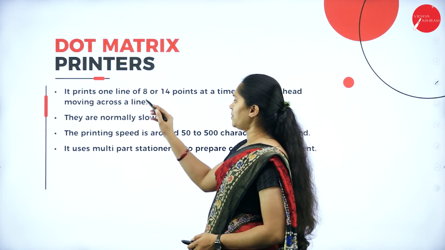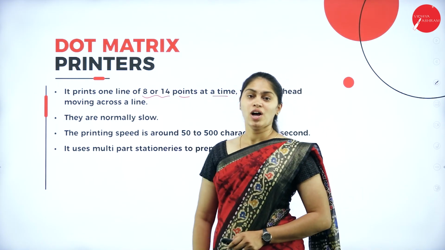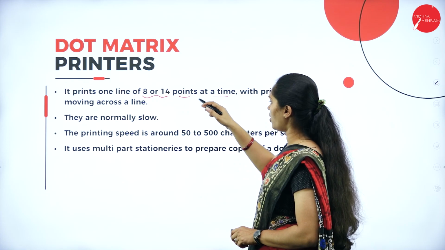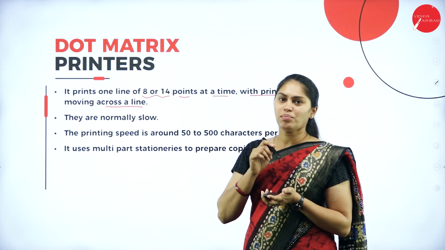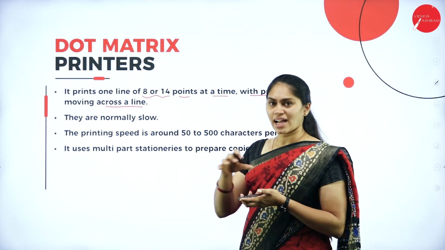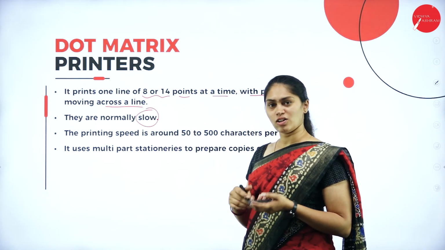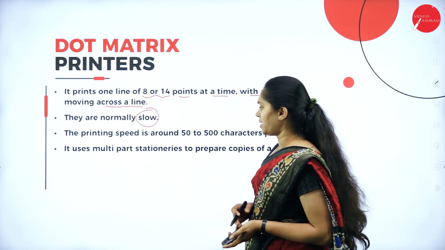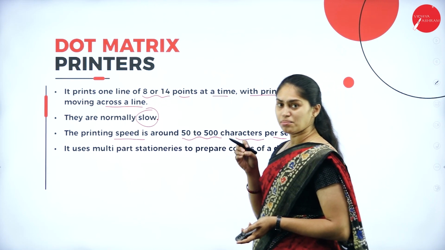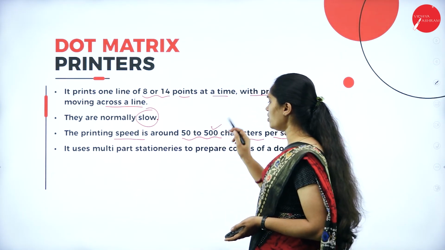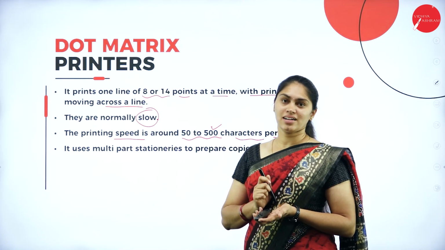Next, it prints one line of 8 or 14 points at a time, with a print head moving across a line. This is one of the mechanisms, the strike head mechanism, that is used in order to produce it. Moreover, it is slow and also noisy. Why? Because it's an impact printer itself, and the printing speed is around 50 to 500 characters per second. Per each second it has the ability to produce up to 500 characters by striking the head or pins against the ink ribbon. Fine.